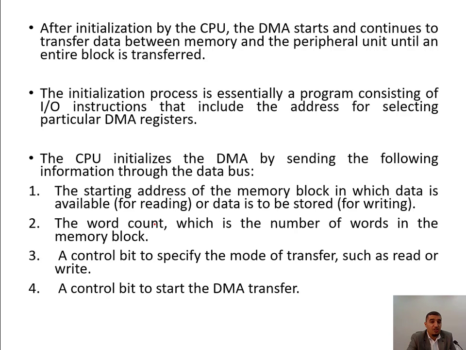Now, after initialization by the CPU, the DMA starts and continues to transfer data between memory and the peripheral unit until an entire block is transferred. The initialization process is essentially a program consisting of input-output instructions that include the address for selecting a particular DMA register. Now, the CPU initializes the DMA by sending the following information: the starting address, the word count, and a control bit for the starting of the DMA transfer.